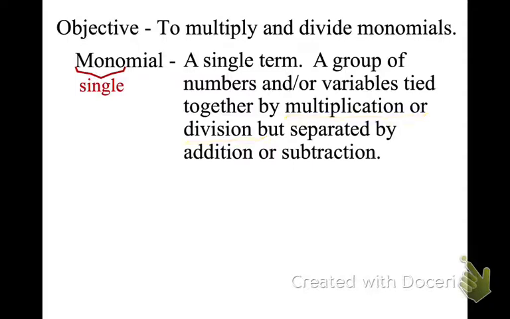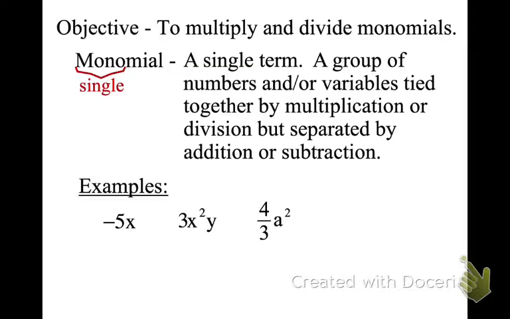So let's look at monomials. This is a monomial because it's tied together by multiplication, negative 5 and x. 3x squared y, that's one monomial, one term. Numbers and variables tied together by multiplication. Remember, next to means multiplication. 4/3 a squared is a monomial because it's all tied together by multiplication. This is a monomial, and it is tied together by multiplication and division.